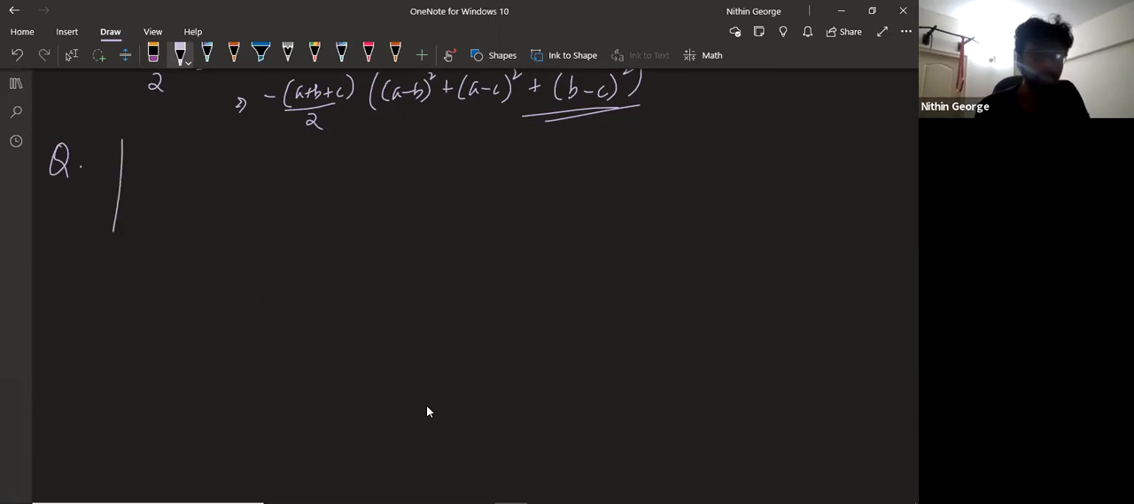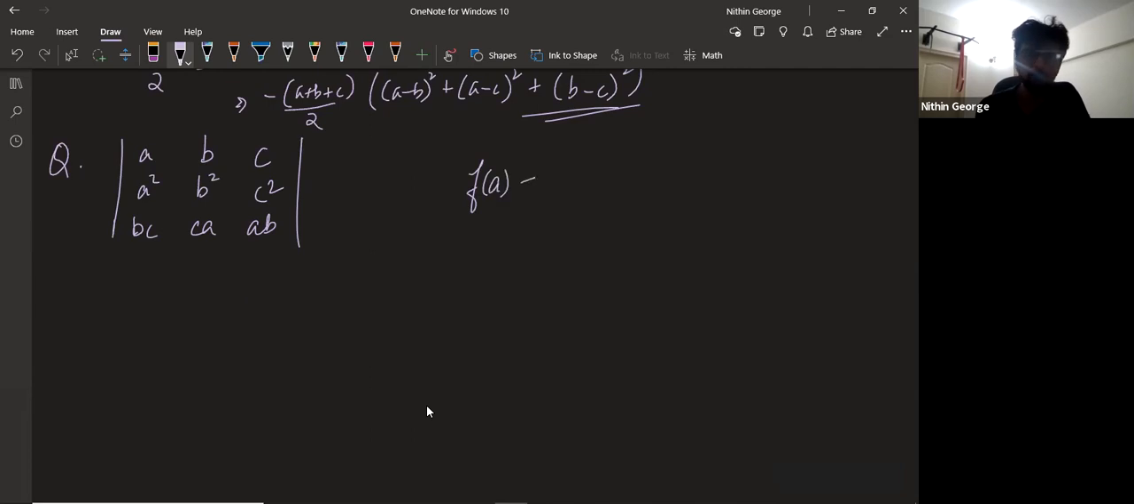So let's run factor theorem using the next example. ABC, a square, b square, c square, bc, ca, ab. Find this determinant using factor theorem. Okay.